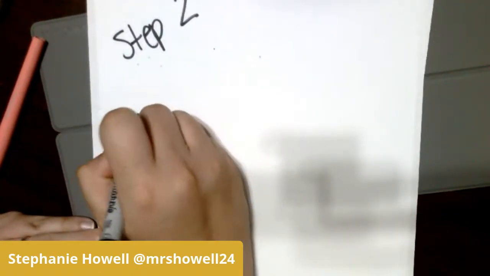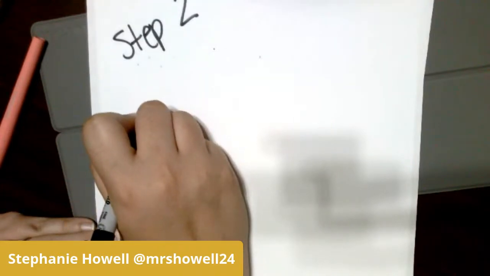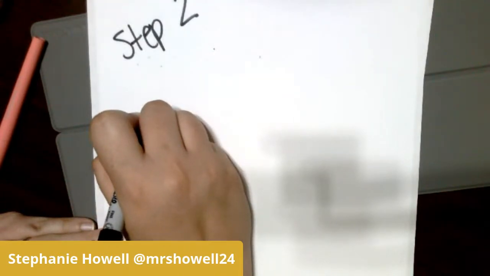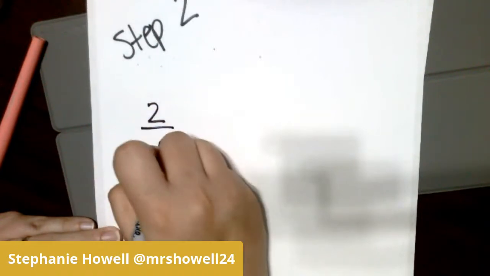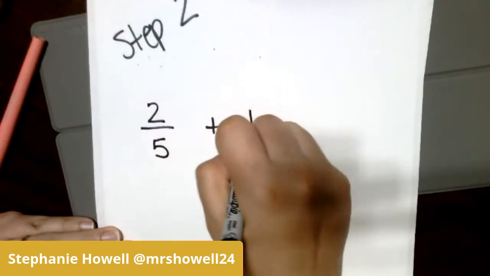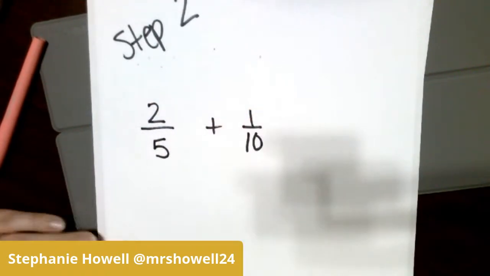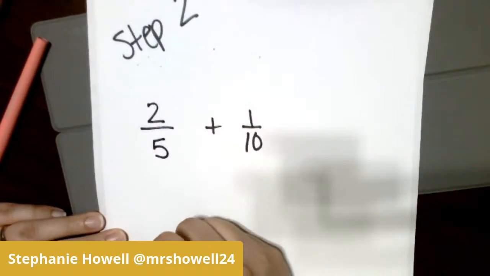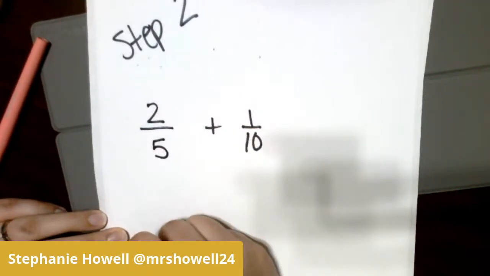And again, students are working in groups to create this. And so here I might do, let's see, here, 2/5 plus 1/10. And I said my common multiple was 10.